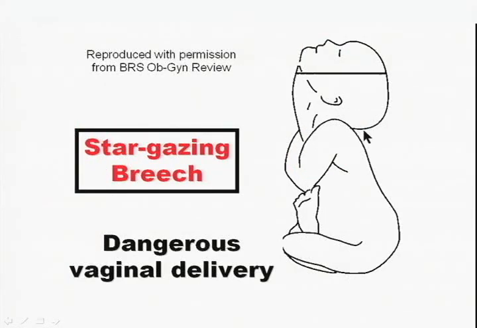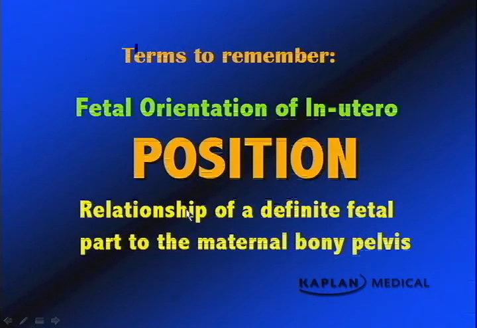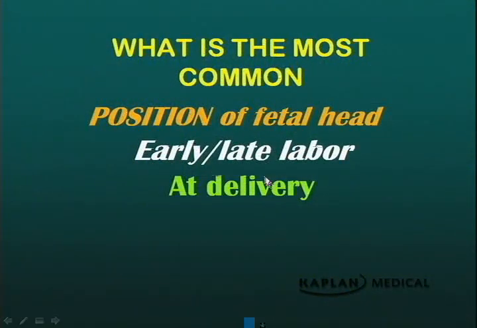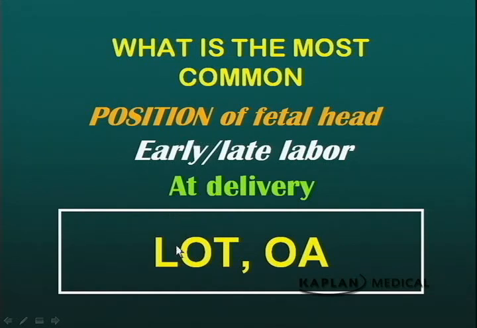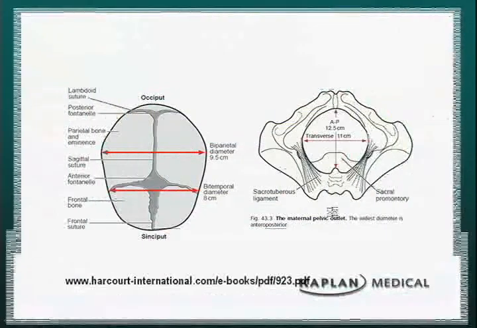If you have a stargazing breech, this baby should not be tried for vaginal delivery because the head is hyperextended and the head must flex in order to have a delivery. The position. Position defines the relationship of a definite fetal part to the maternal bony pelvis. The position will vary from early to late labor. In early labor, the baby is transverse, and left occiput transverse is the most common. At delivery, occiput anterior is the most common.